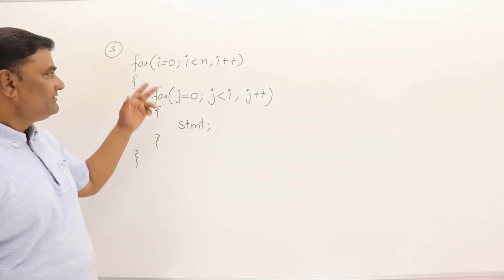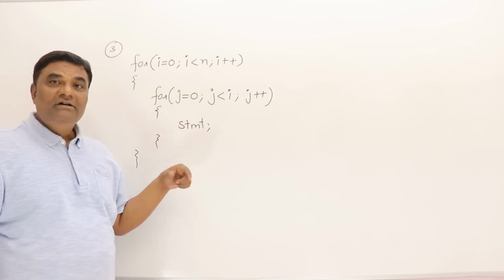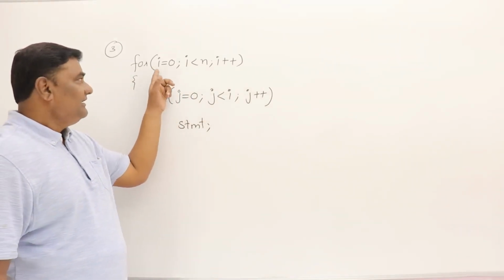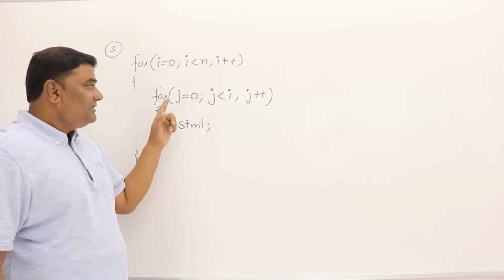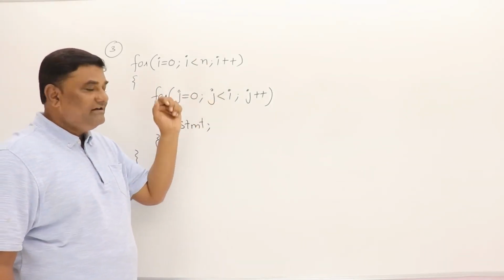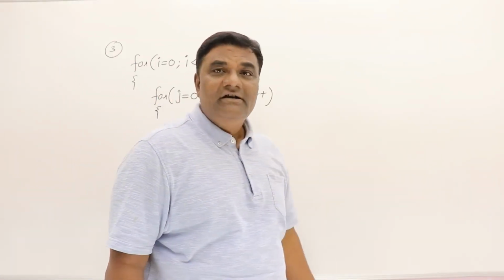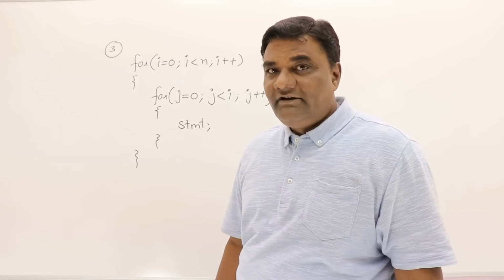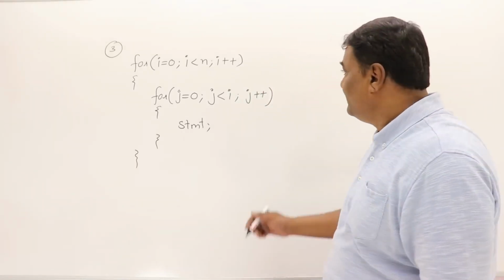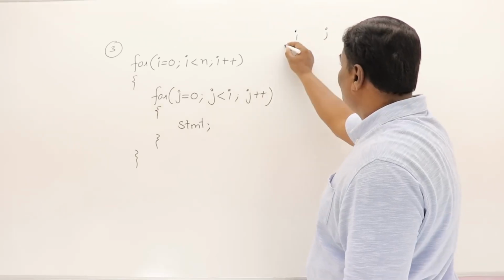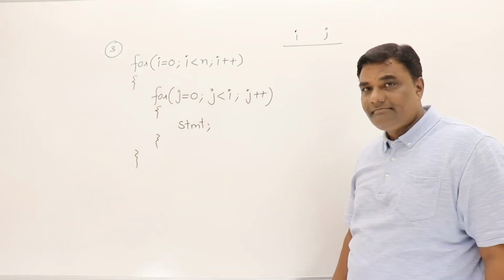The next is again a nested for loop. This looks similar to the previous one but it is not. See, i takes value 0, i less than n, but j takes value 0, j less than i. So here is the difference. Let us analyze this by tracing it and find out how much time it is taking. For this, I will take the i value and j value and trace them.